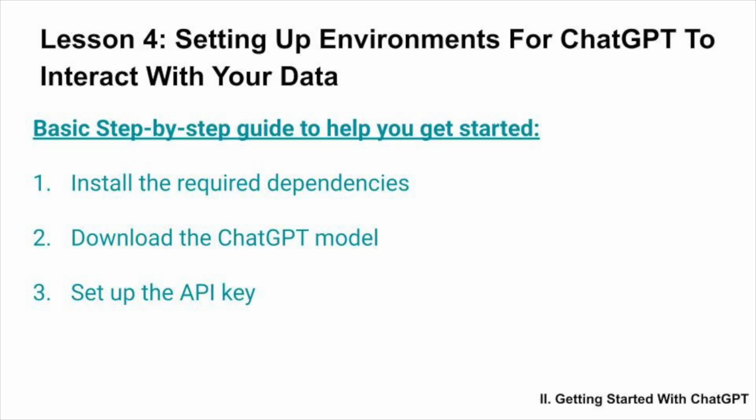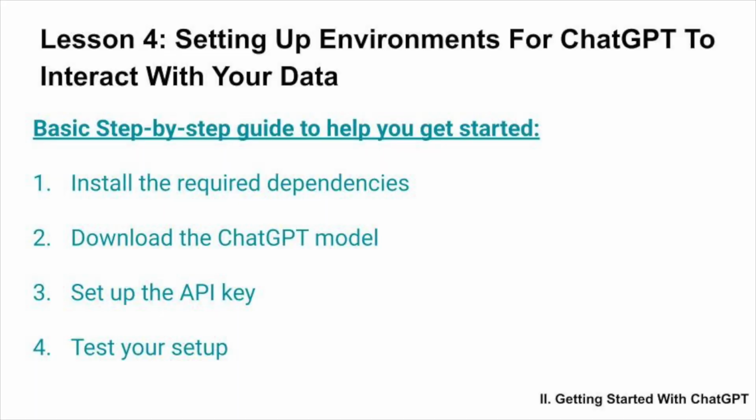3, set up the API key. In order to use ChatGPT, you'll need to obtain an API key from OpenAI. Follow the instructions on the ChatGPT GitHub page and then set up the API keys. 4, test your setup. Once you've completed these steps, you should be ready to use ChatGPT. Try running a few simple tests to make sure everything is working as expected.